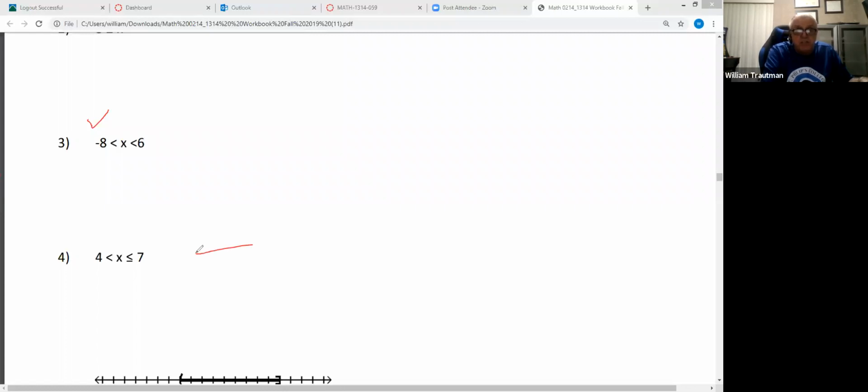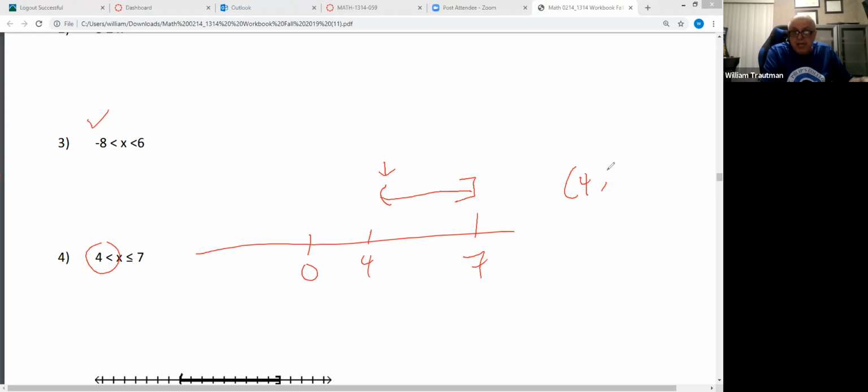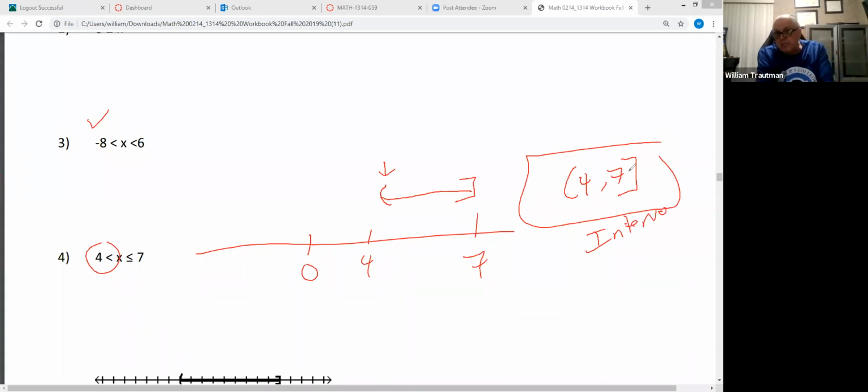So to graph this, here's 0, here's 4, here's 7. X is between those two numbers. The 4 doesn't have an equal sign, so you have to put a parentheses. The 7 has an equal sign, so it requires a bracket. The interval notation is 4 on the left-hand side, and 7 on the right. Do you see how in interval notation, the 4 needs a parentheses, the 7 needs a bracket because there's an equal sign here, and there's no equal sign there. That's the interval answer for number 4.